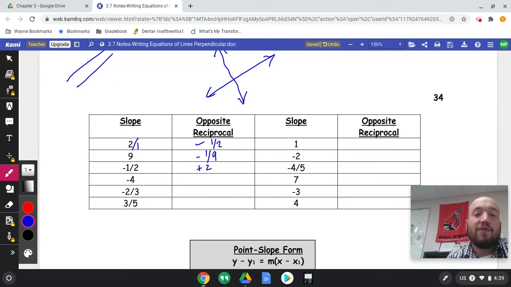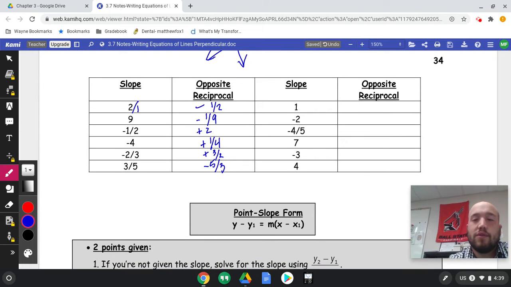Next, we got negative 4. That'll become positive 1/4. Negative 2/3 becomes positive 3 over 2. 3/5 goes to negative 5 over 3. I'm going to skip this one because it's probably the most difficult. We'll come back to it.